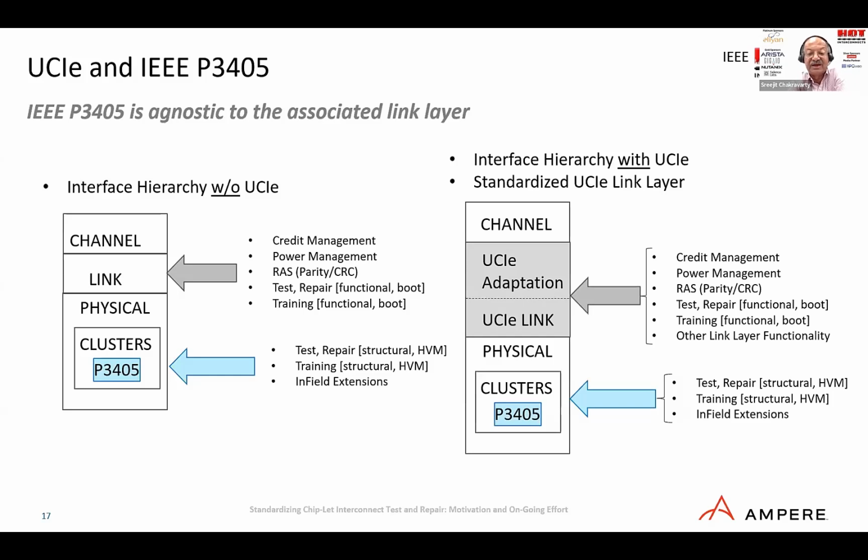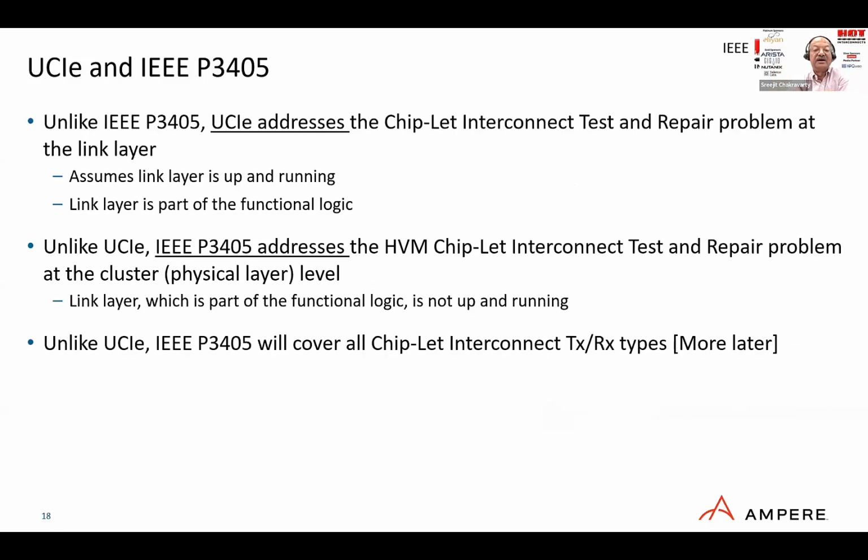In case of UCIe, the way I look at it, UCIe is at the link layer. There is a standardized UCIe link layer, and beyond that is the UCIe adaptation layer. And on top of that, we build all the architectural interfaces, whether it is PCIe or CXL or whatever it is. So we have to keep this in mind.